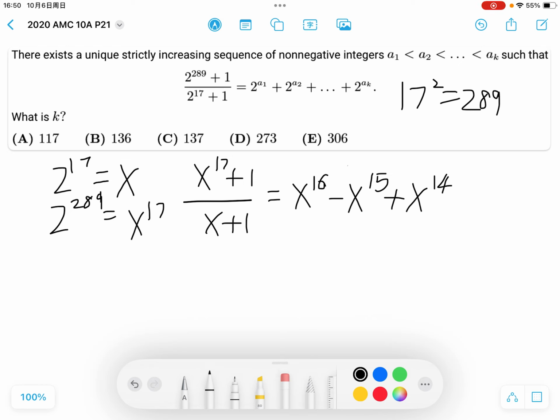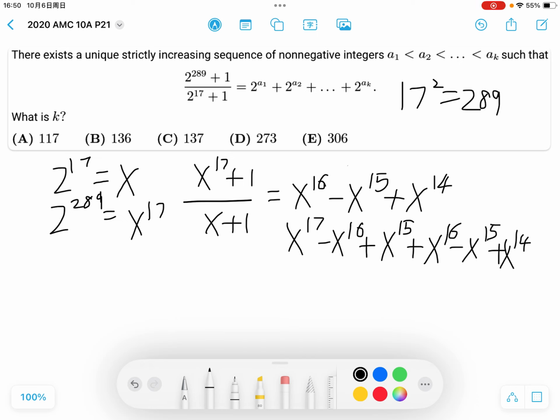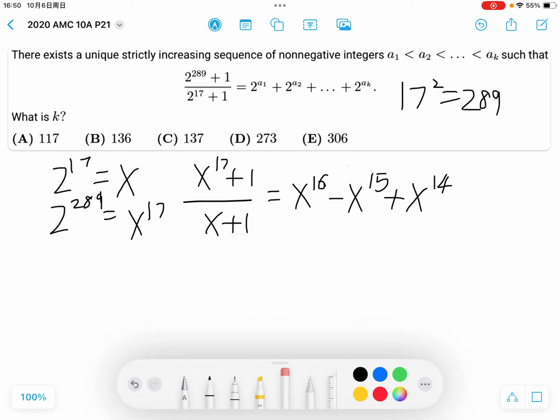Why? Because when you multiply this by this, you get x^17 minus x^16 plus x^15, and then plus x^16 minus x^15 plus x^14. So all these middle terms cancel out, and what you're left with is x^17 plus x^14, which you don't want x^14, so you minus x^13, and so on until you reach x to the power of 1. Then you don't want the x to the power of 1.